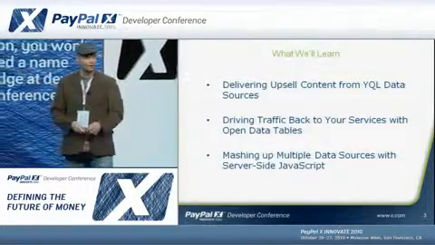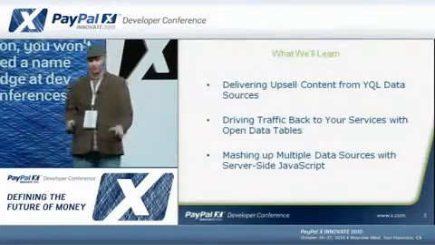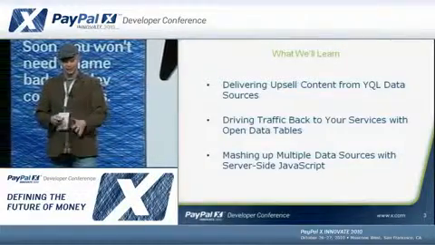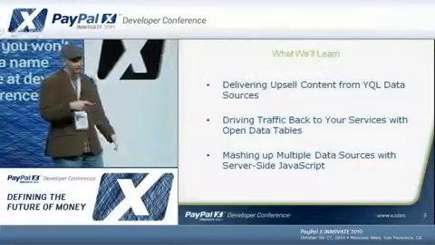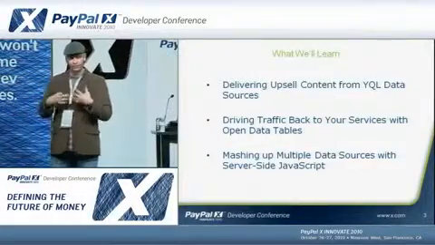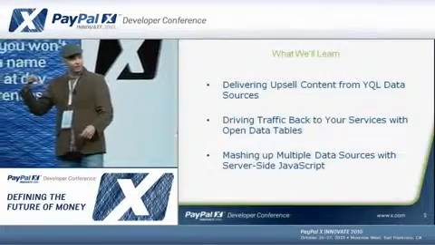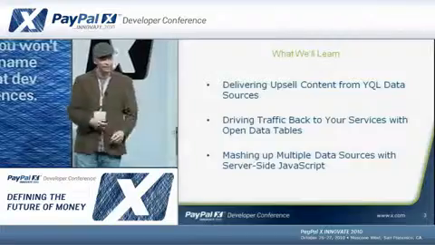We're going to take a look at how to drive traffic back to your API, back to your systems, back to your sites, back to your marketplaces using YQL, wrapping your own APIs and data sources. Finally, we're going to take a look at how to mash up data using YQL, using our server-side JavaScript layer in YQL to allow you to take multiple data sources and join them together and return them back to the user.